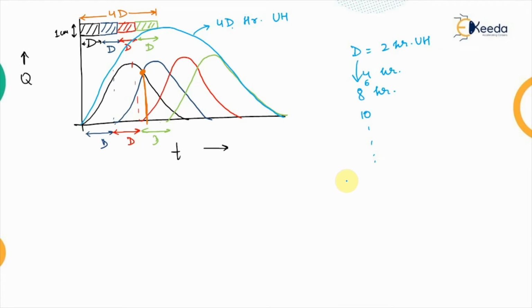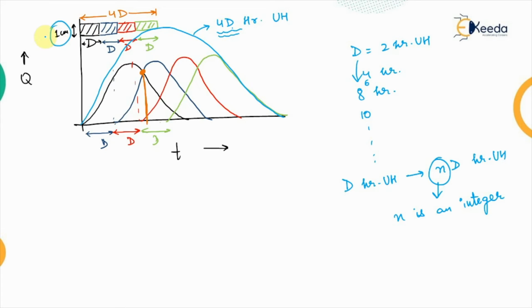That means for the D hour unit hydrograph, we can plot the n times D hour unit hydrograph given the condition that n is an integer. That is an important condition. It must not be a fraction, it should always be an integer value.